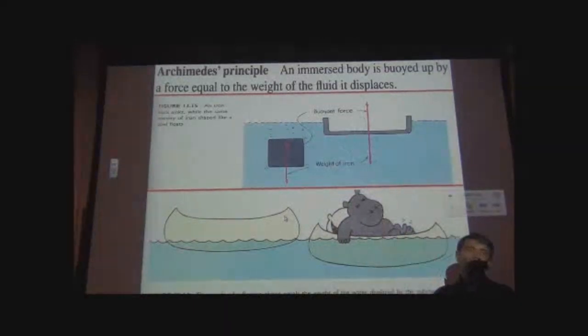So you take a ship and put it in water, it'll sink all the way until the displaced water has a weight equal to the weight of the ship. That's why, you've probably seen pictures of ships, that you load it full of cargo and the ship is deeper in the water, you remove all the cargo and it floats higher up, right? So here's an illustration of this.